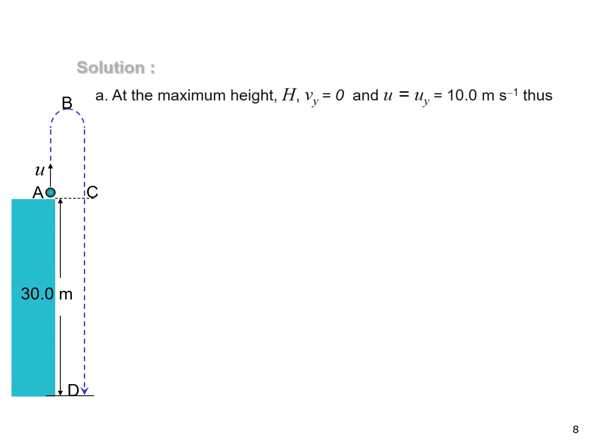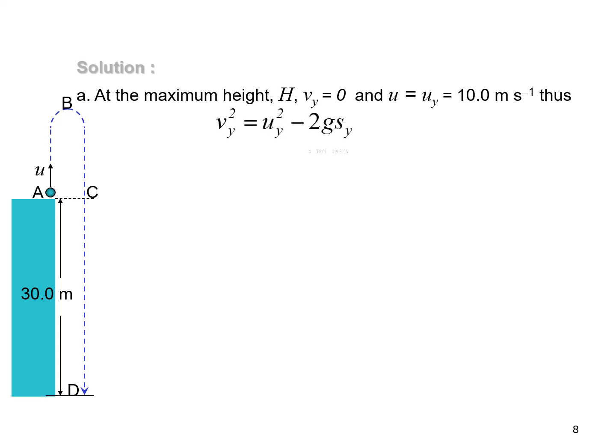For solution A, when it reaches maximum height, the final velocity becomes 0, and from the question we know that the initial velocity is 10. So replace in the equation, and the final answer we will end up with is 5.1 meters. So this will be the maximum height, which means the distance travelled from A to point B.